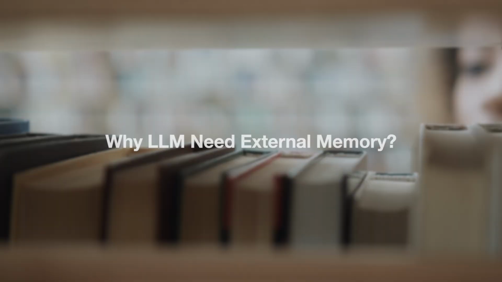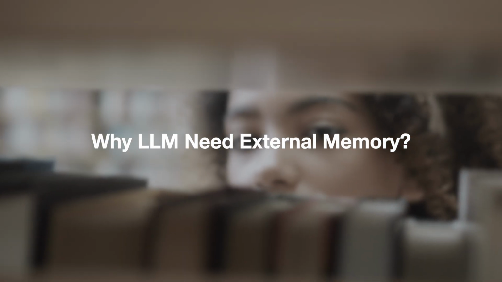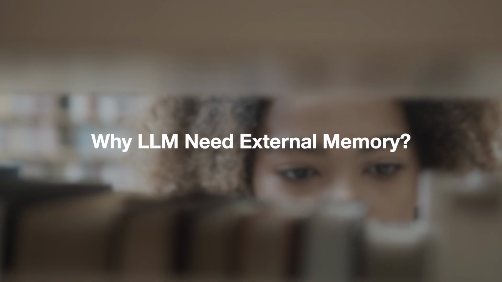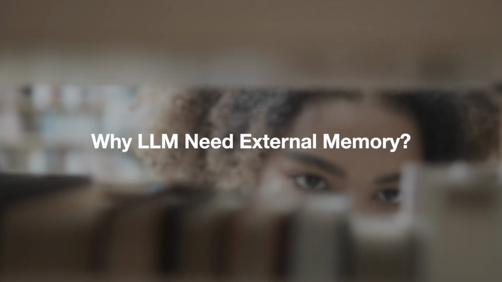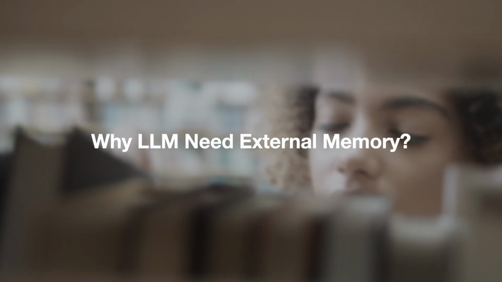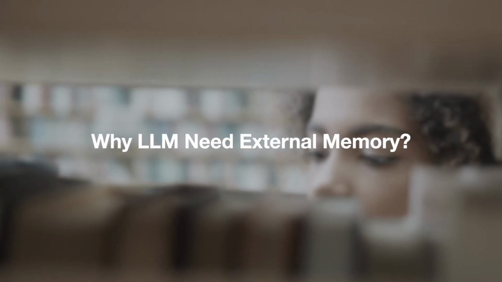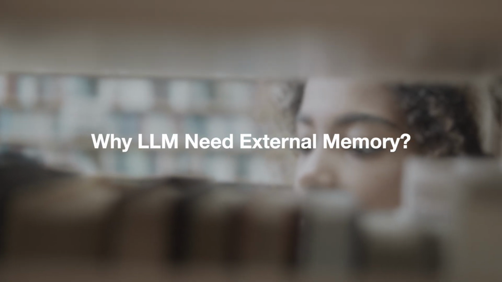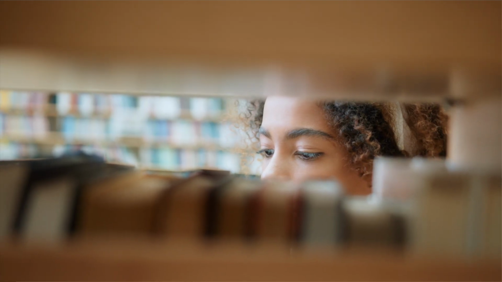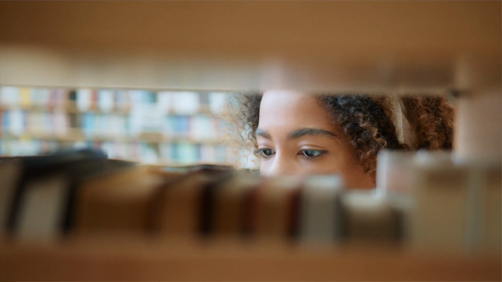So why does an LLM need external memory to begin with? Well, large language models are amazing at generating text, but they can't store or recall large amounts of information on their own. That's where vector databases like Milvus come in. Milvus stores embeddings, which are basically numerical representations of text, images, or other data, in a way that makes it super fast to search and retrieve the most relevant information.